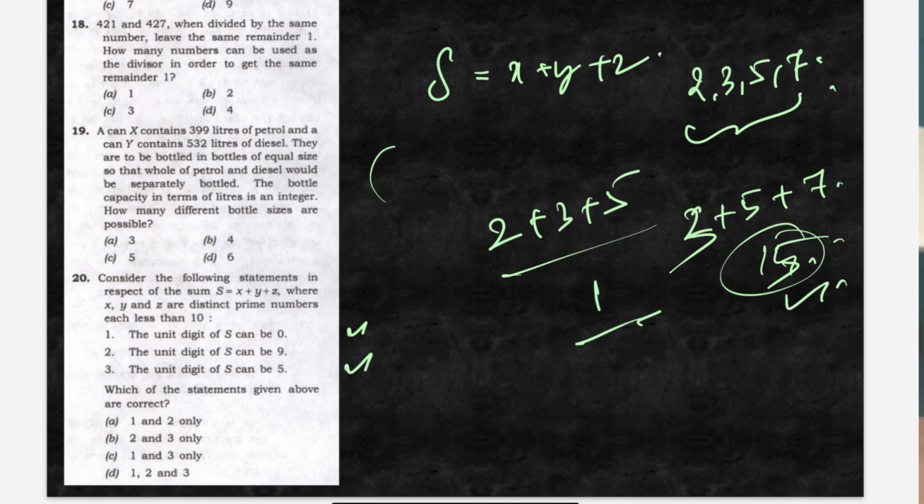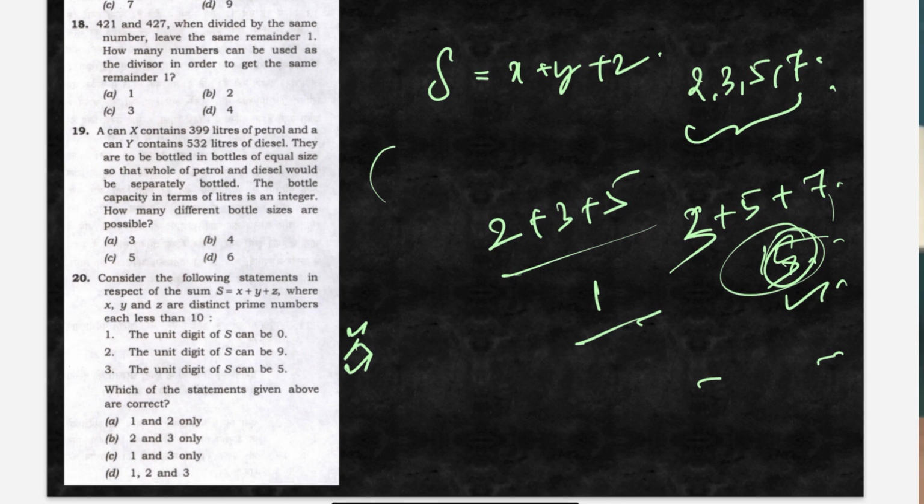Statement 3 says unit digit of s can be 5. Yes, it can be 5. So first statement is right, third statement is right. Okay, let's just try some other combination. Maybe 5 plus 3 plus 7, which we have already tried. So I think this second statement is not going to be true at all. You cannot get this answer.